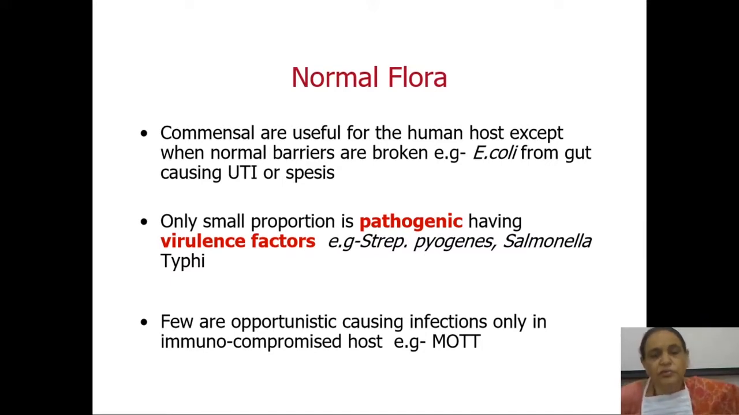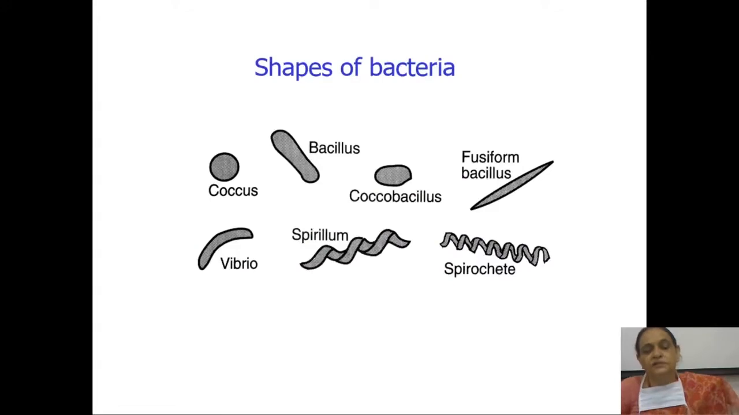A very small proportion is pathogenic, which are really the so-called pathogens having virulence factors. Streptococcus pyogenes causing pharyngitis and Salmonella typhi causing typhoid fever are some examples of the pathogenic bacteria. They do not live as commensals on our body. Very few are opportunistic pathogens which cause infections in an immunocompromised host, one example being the Mycobacterium other than tuberculosis. And these you will read as and when you come through systemic bacteriology.